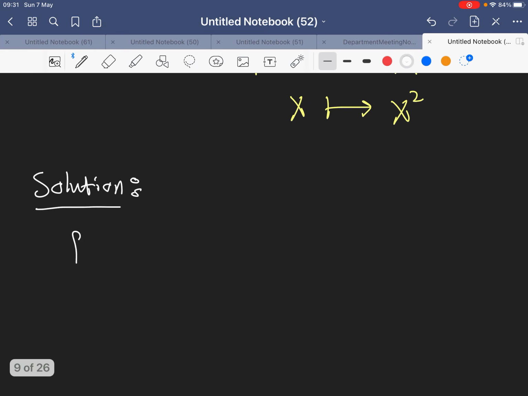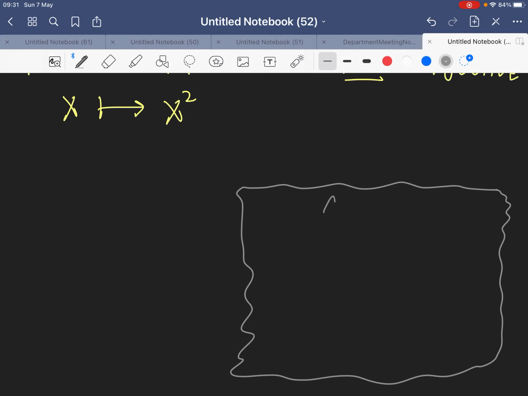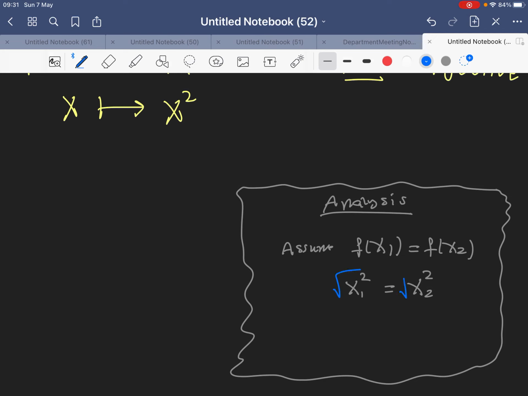First of all, remember that f of x is just equal to x squared. I will go here and have a small box to see where things will go. It's just an analysis box, something extra, you don't need it. Now, if you want to prove this is injective, I would assume f of x1 equals f of x2, which means x1 squared equals x2 squared. Now, if I want to get rid of the square, I need to use the square root on both sides. So I just put square roots on both sides.